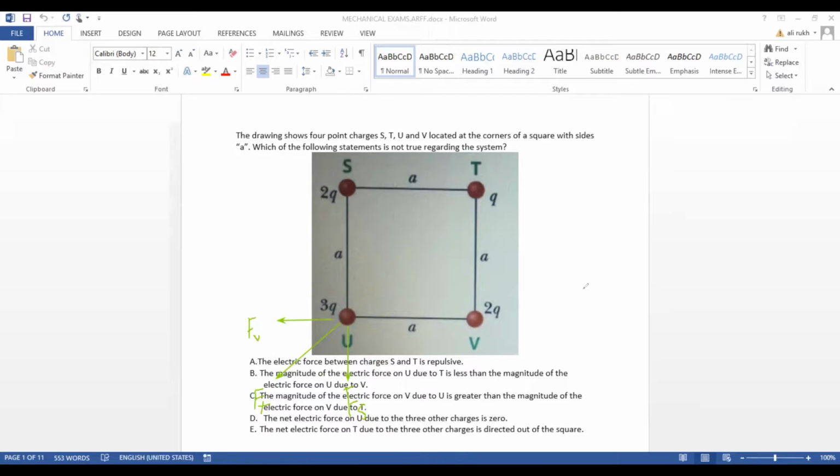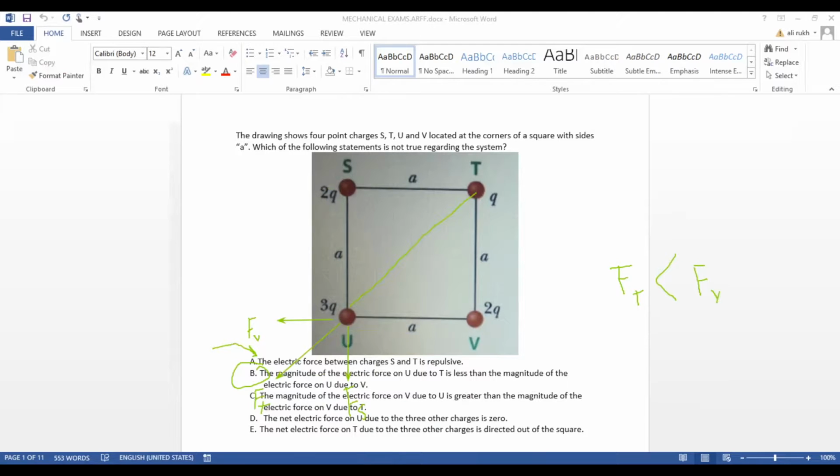They're basically saying in statement B that the force Ft is less than Fv, which is correct because the distance from here to here is bigger and the magnitude is smaller. So B is correct. The reason A is not correct is because they have not told you what is the charge for Q. Is it positive or negative? So you cannot talk about it.